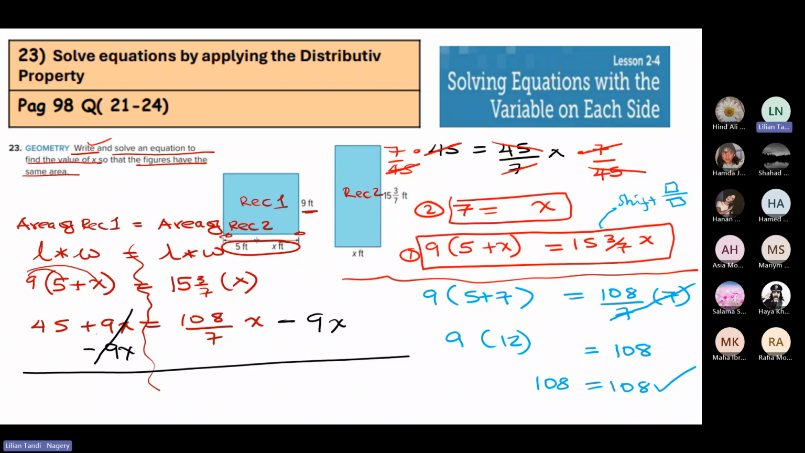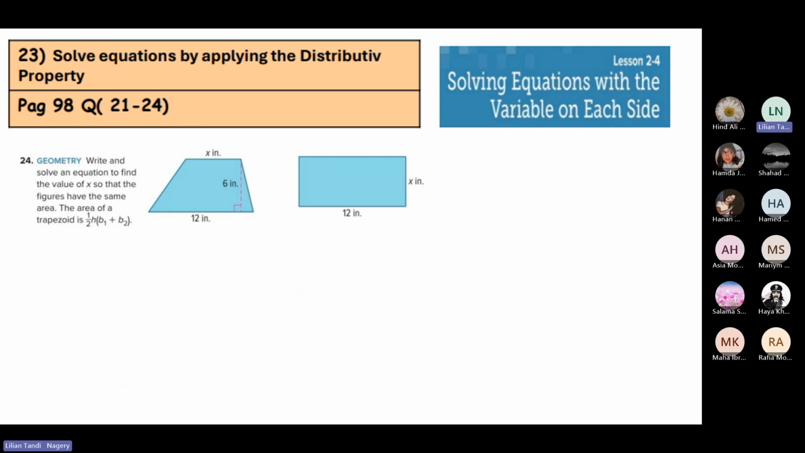Anybody else has a su'al? We move on? Yes. Okay. All right. Same thing here. The su'al wants you to write and solve an equation to find the value of x, and the figures have the same area. This is called a trapezoid, and this is called a rectangle. Okay? Trapezoid.